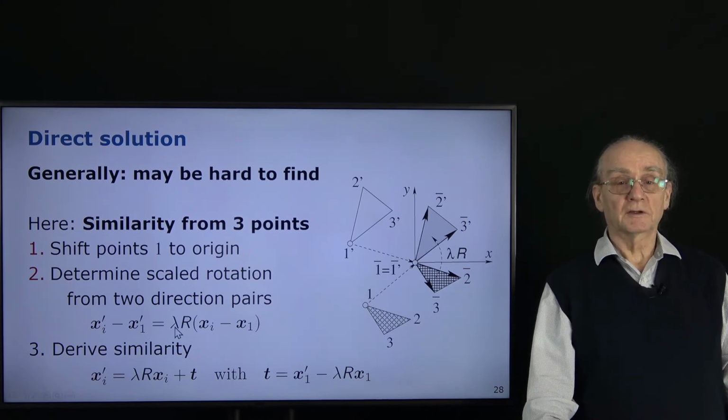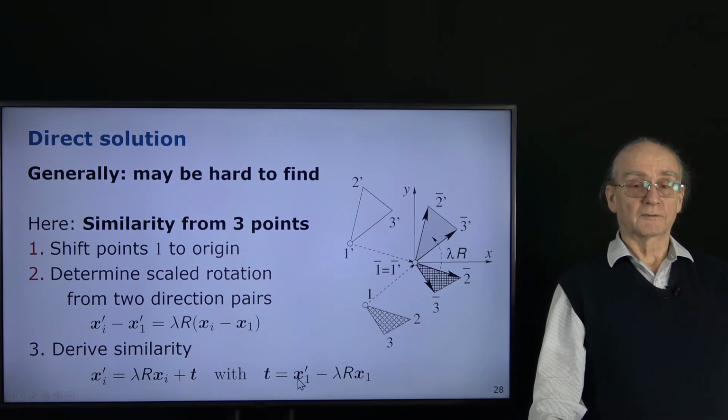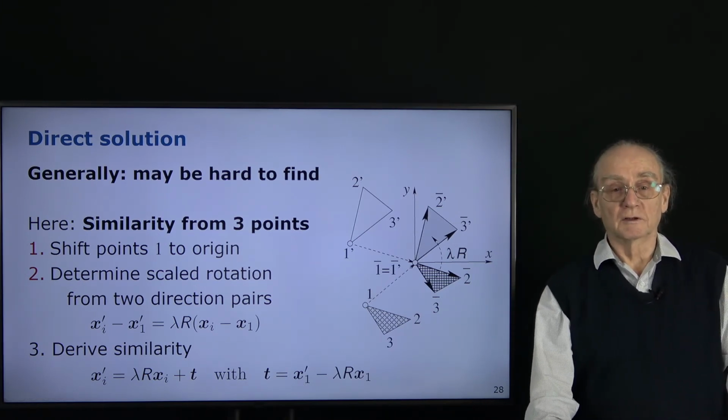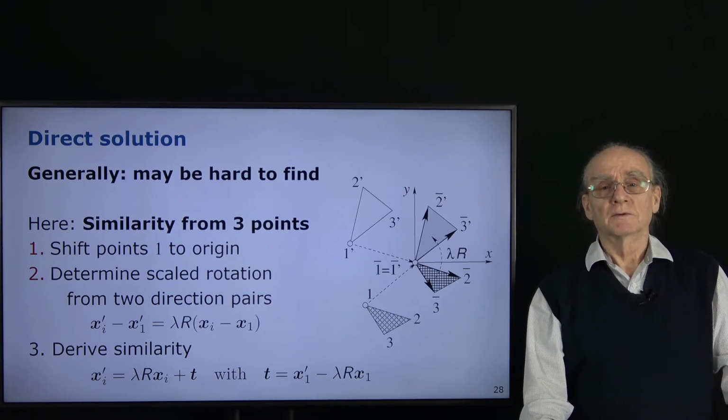As soon as we have the scale difference and the rotation with respect to x1 for the points 2 and 3, we know that the scale and the rotation stays, and we just rewrite this equation and solve it for xi' in this classical form. And we see that the lambda R is just taken from here, and the translation is just this vector, which we remember we have seen several times when we solved the similarity. So the direct solution for a similarity from 3 points is quite simple.